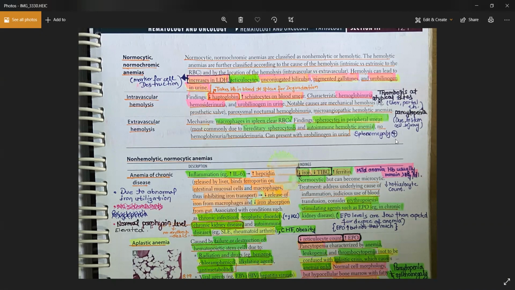Okay, splenomegaly will be present. Why? Because all of the macrophages in the spleen will be destroying the RBCs. They will engulf the RBCs, right? And so you can have the splenomegaly also, the red pulp expansion.